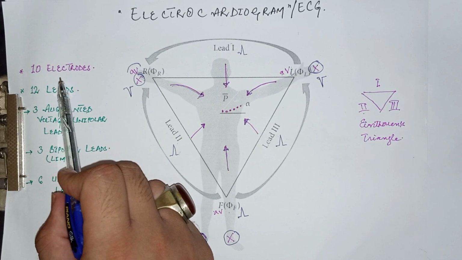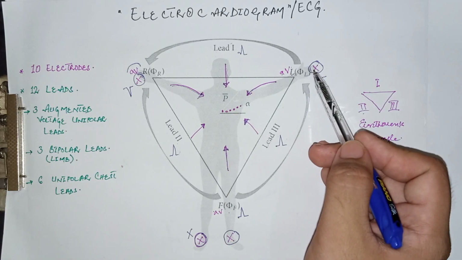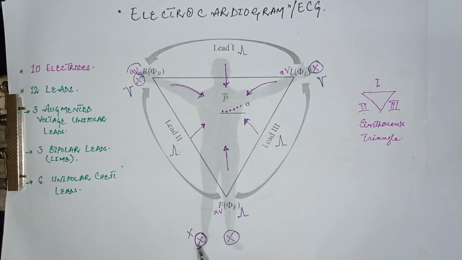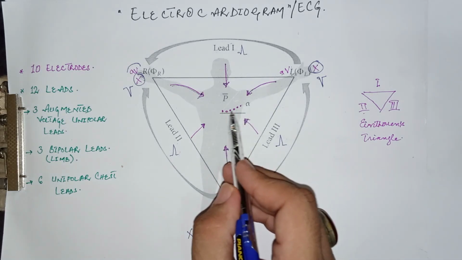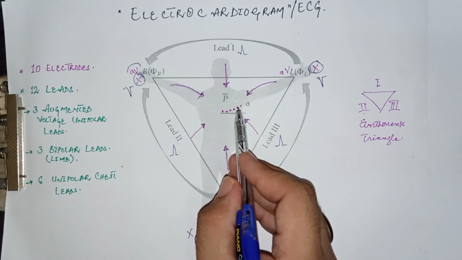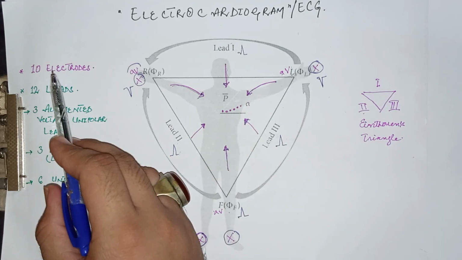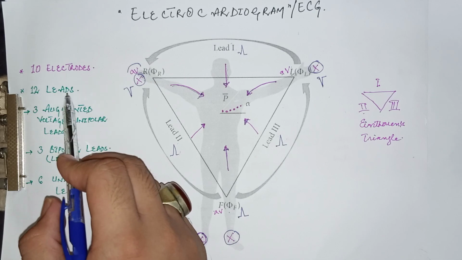These 10 electrodes consist of one electrode on the left upper arm, one electrode on the right upper arm, and two on each leg. But the electrode which is placed on the right lower limb is not clinically significant because it does not show the electrical activity of the heart, and it is the earth electrode. And the remaining six electrodes are placed on the chest: V1, V2, V3, V4, V5, V6. So there are a total of 10 electrodes which basically form the 12 leads on the ECG.